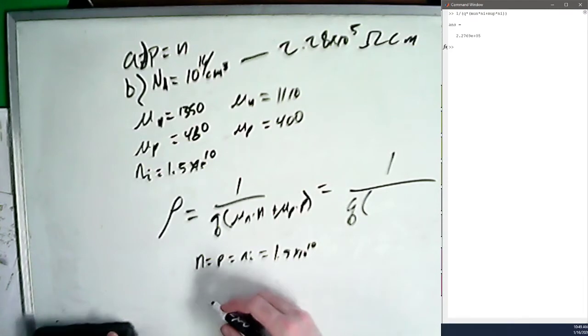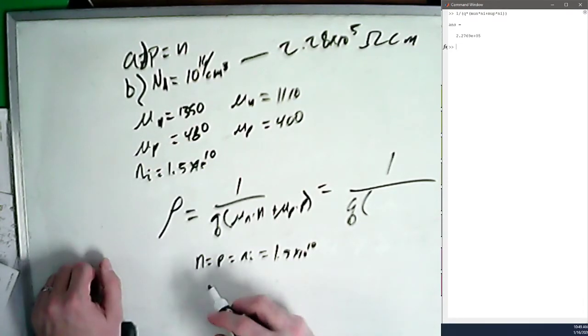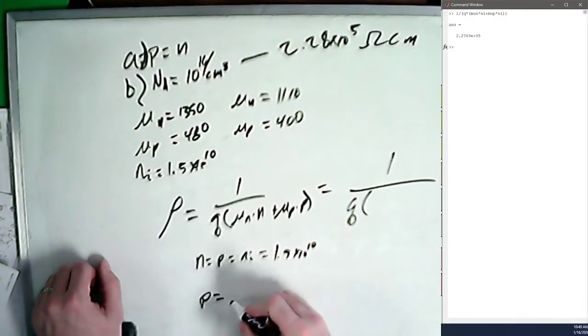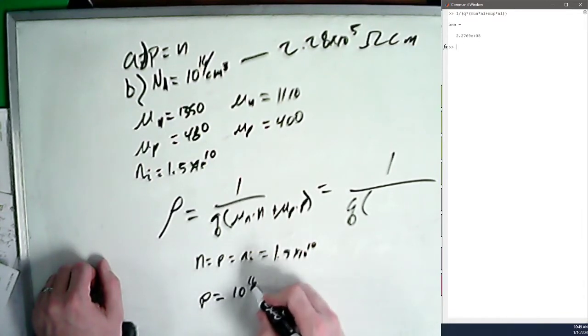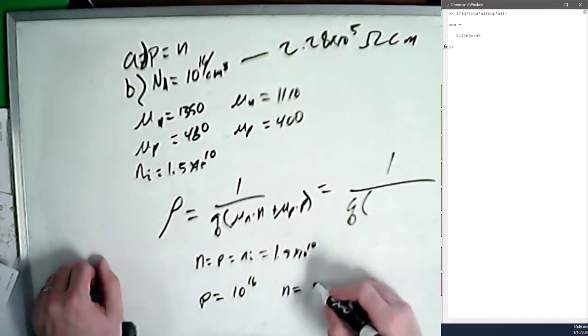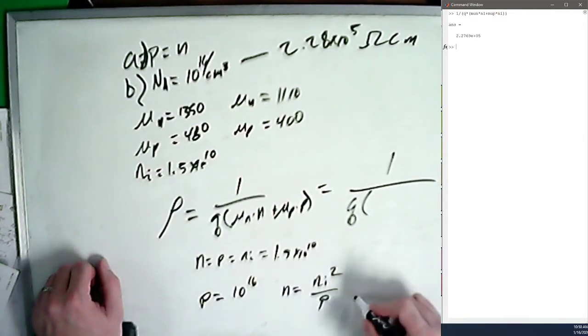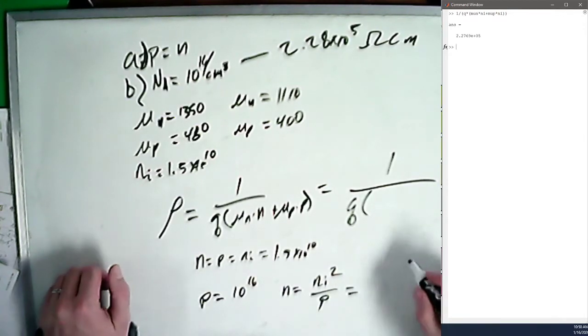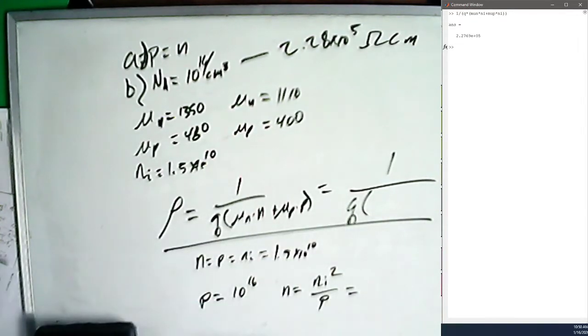So we're going to do this next one, and I just want to point out what P is. P is approximately 10 to the 16th. But N, we're going to have to calculate, and this is going to be ni squared over P for this one. We'll put it through the same thing, but we have different values of mu N and mu P, which I still think is rather weird. Our new mu N is equal to 1110. Mu P is equal to 400 now. P sub P is equal to 10 to the 16th.